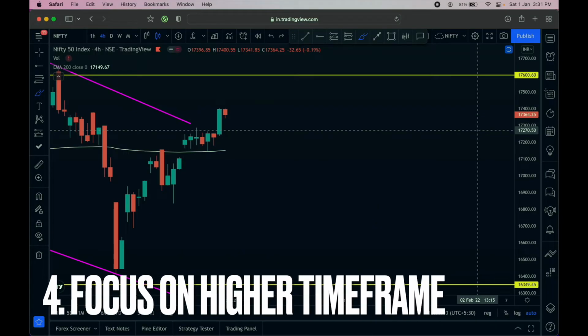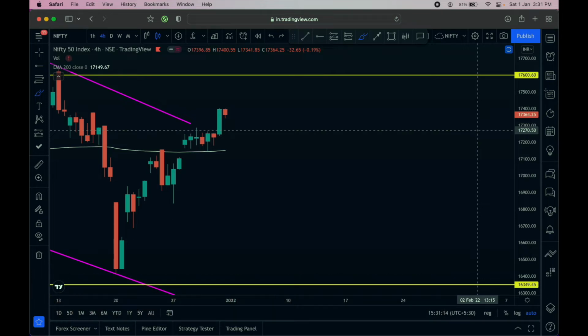My fourth tip would be the higher the time frame, the better. Focus on the weekly and daily time frame. Higher time frames will provide you highly accurate support and resistance levels, which in turn will improve your strike rate as well. For day trading, of course, you have to switch to a lower time frame like 1 hour and 15 minutes, and you can follow the same process.